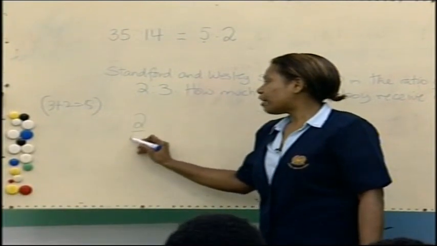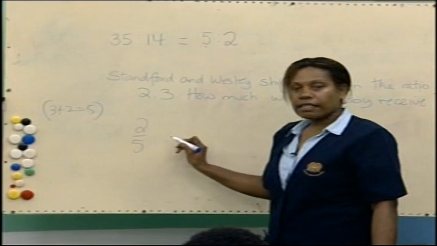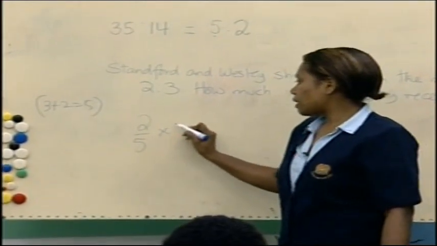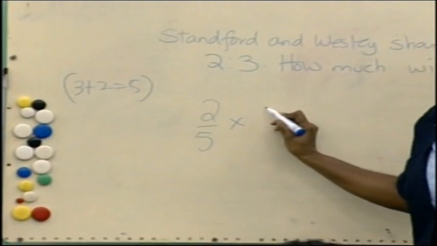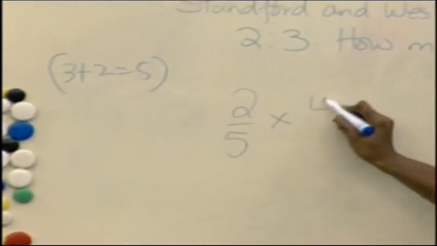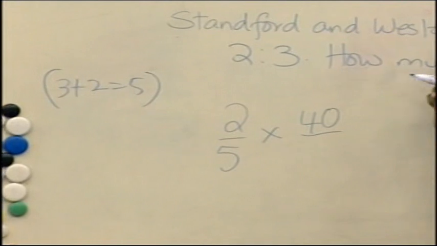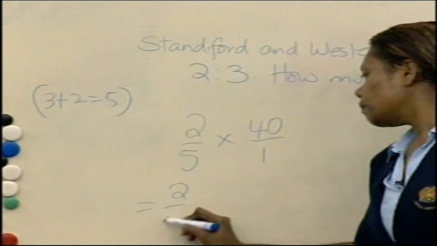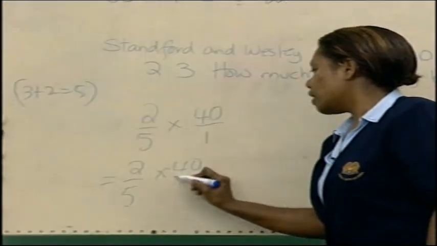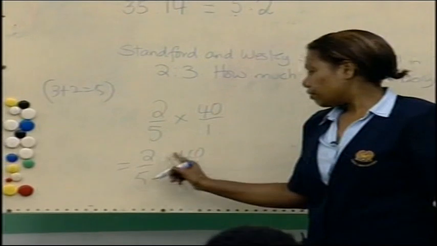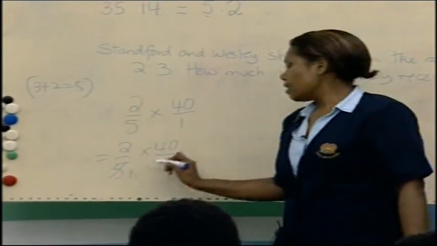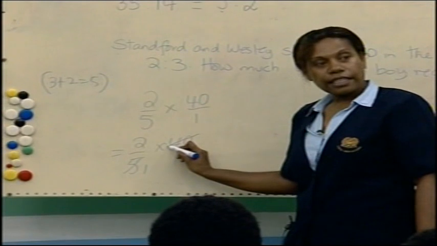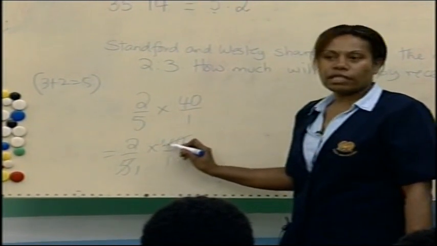So 2/5 multiplied by how much? 40/1. The amount which is 40 kina. Okay, good. So when we work that one out, 2/5 times 40/1. Simplify 5 into 5. Okay, 5 into 5 is 1. 5 into 40 is 8. So 2 times 8 is 16.